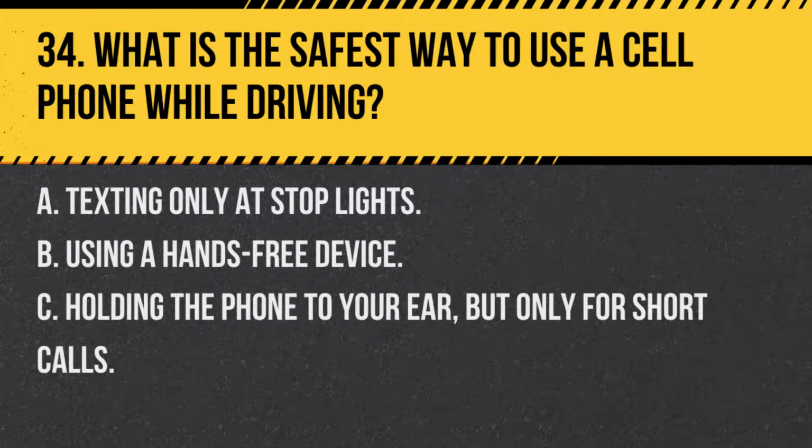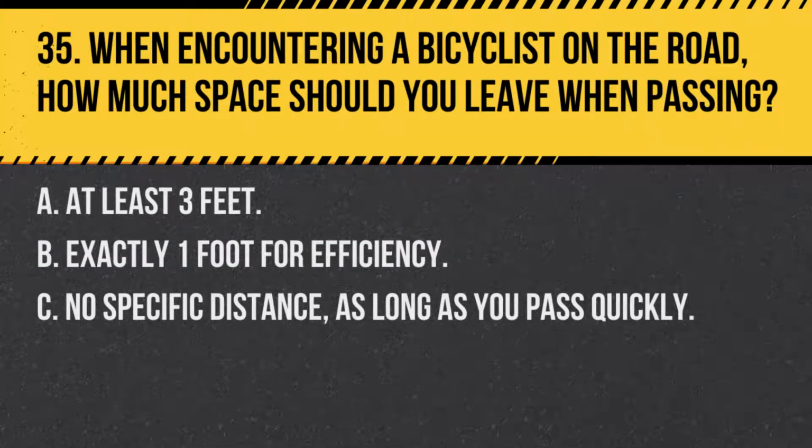Answer: B. Using a hands-free device. This allows the driver to maintain better control and focus on driving. Question 35. When encountering a bicyclist on the road, how much space should you leave when passing? A. At least 3 feet.